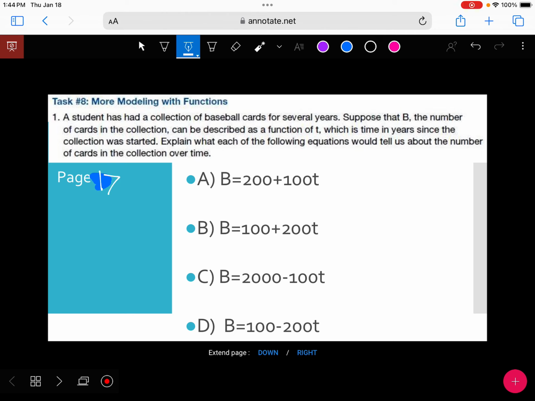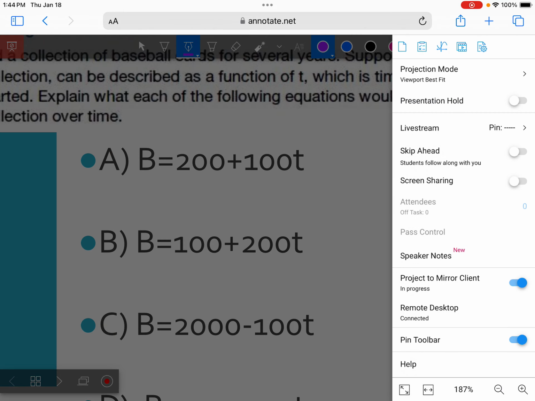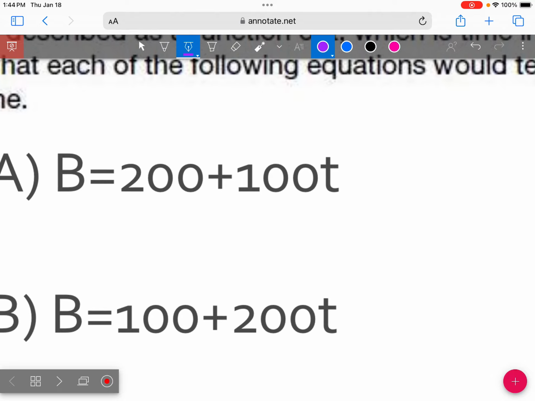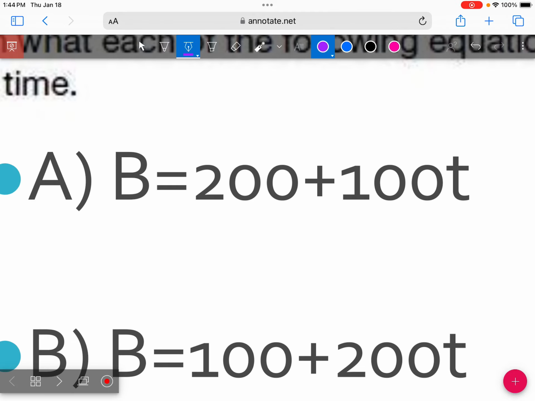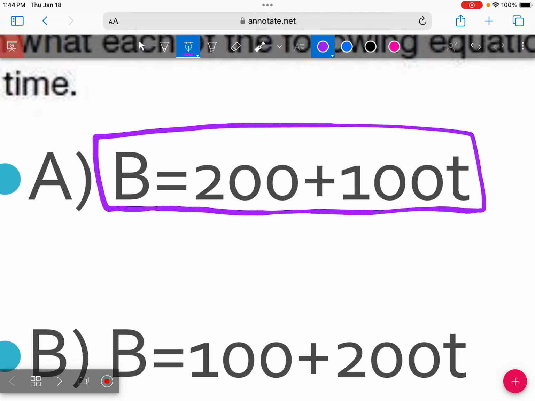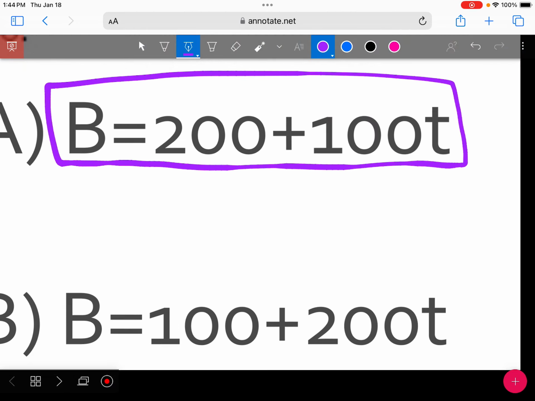So we'll do A together, and then I'm going to have you guys work together on B through D for a little bit, because I want y'all to try it. So, looking at A, what do we notice about A? What can we do with A? How could I put this in terms of the number of cards they have in some number of years T? What does this mean in terms of this situation?